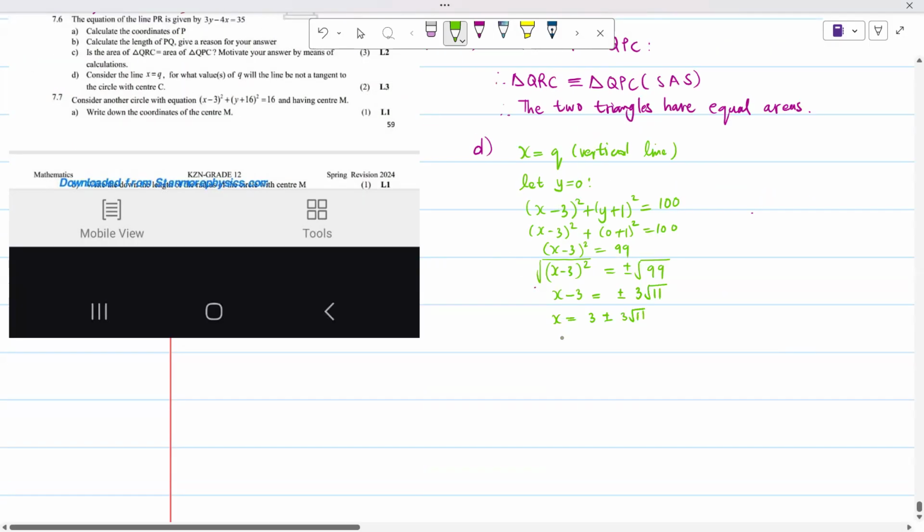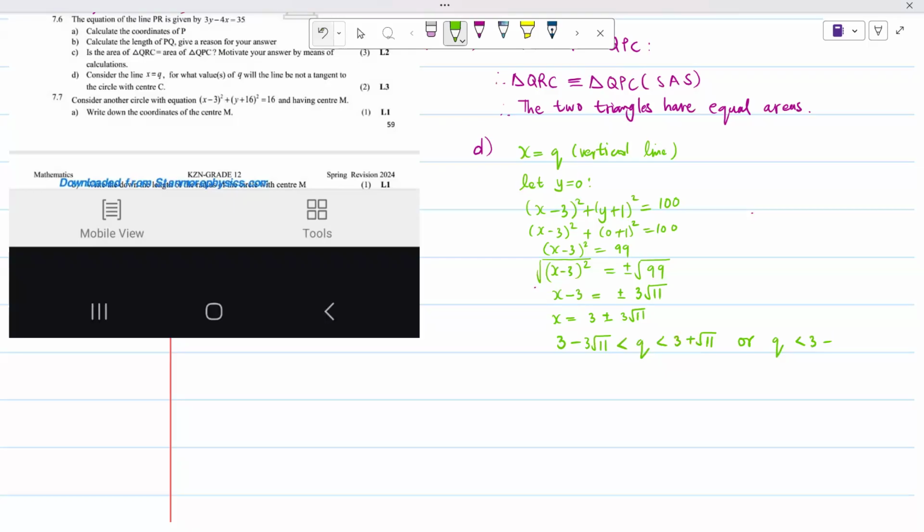less than, okay, I think if I put it this way, it will save me some time. Let me just write it. It will be less than q, less than 3. Then I must also say that q is less than 3 minus 3 square root of 11, or q must be greater than 3 plus 3 square root of 11.